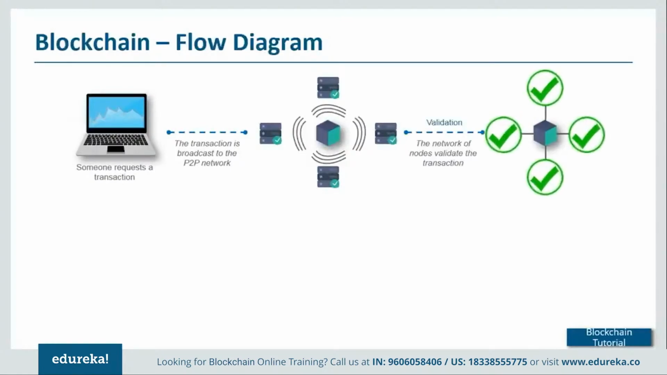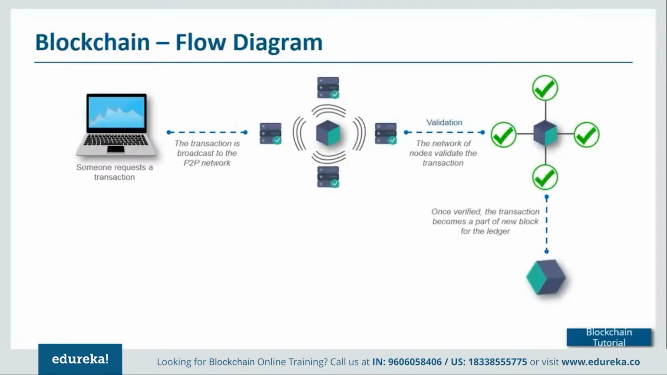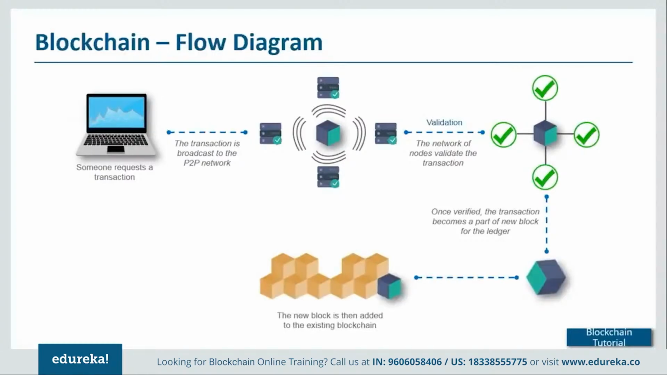Once they receive that and validation of this transaction is done, then the verification goes on, and this transaction becomes part of the new block which is going to be added to the existing blockchain. Once the new block is created, it gets added to the existing blockchain and the transaction process gets completed. Quite simple, don't you think?